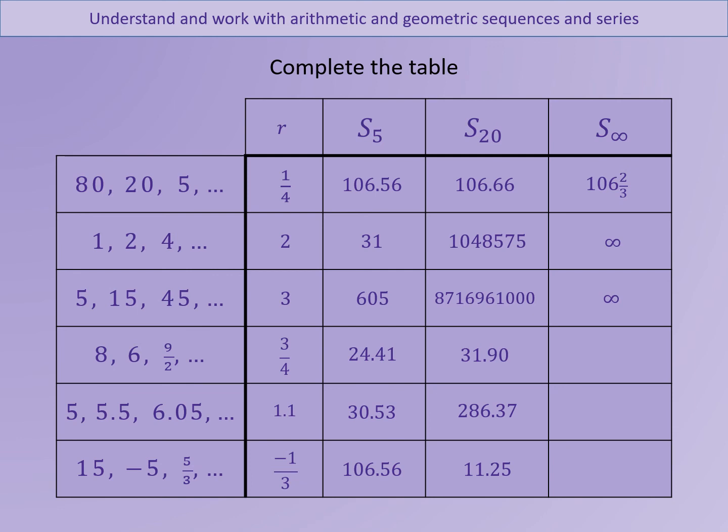This is also true with the third. The fourth, if we continue adding on more terms, the terms we are adding on are getting smaller each time, and this tends towards a limit of 32. The next progression again doesn't have a limit. As we keep adding on terms, the sum tends towards infinity. And the final progression gives us a limit of about 11.25.